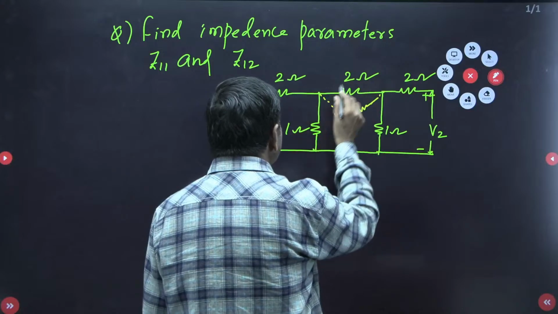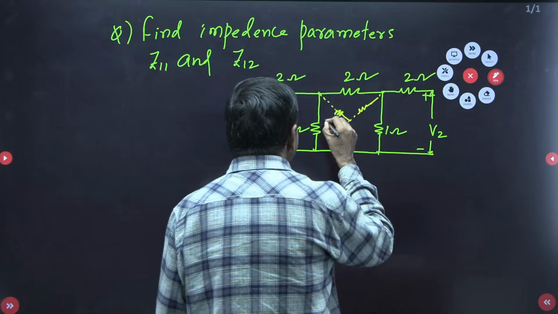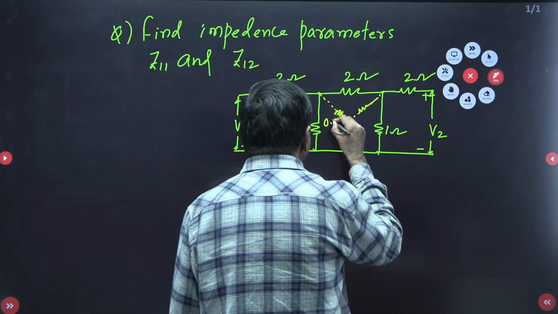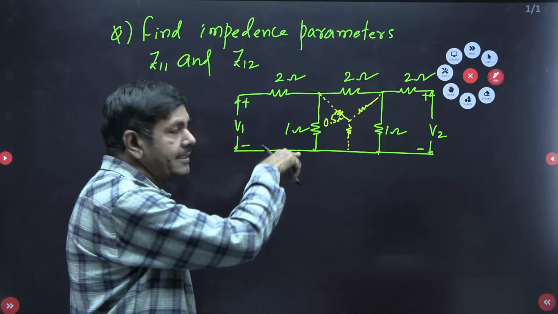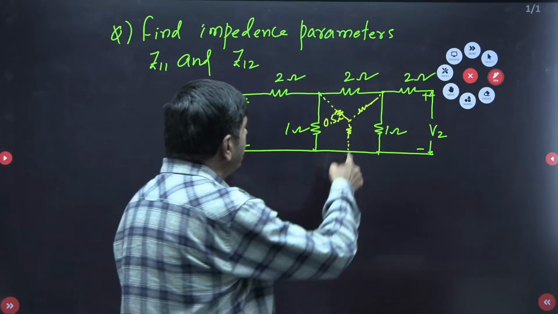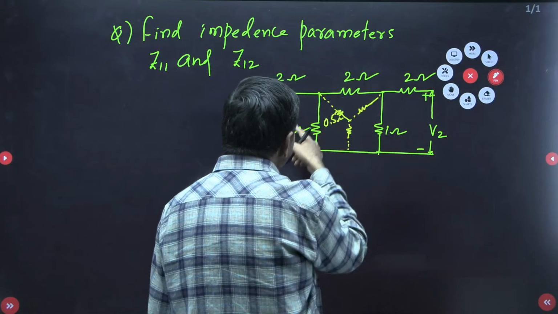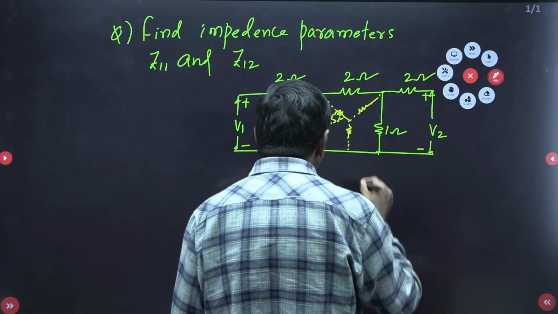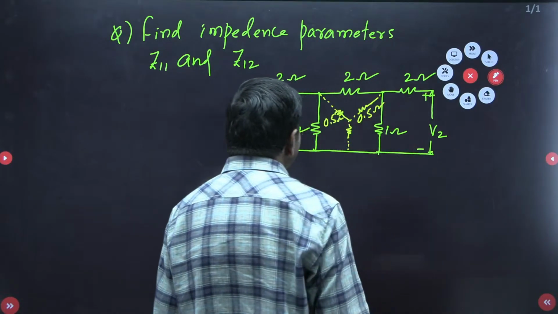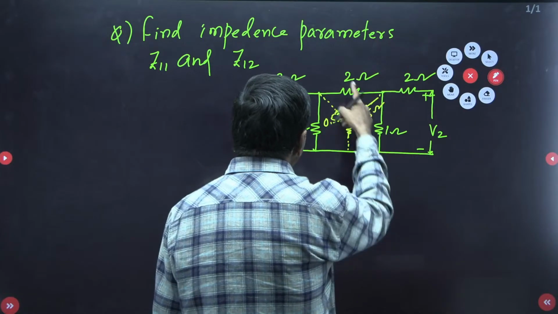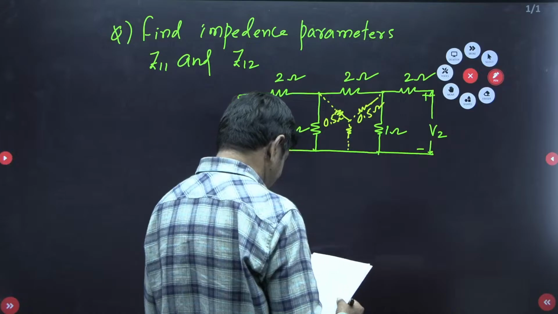Based upon delta to star conversion, how much is this possible? 2 into 1 by 2 plus 1 plus 1. If it is taken, it comes as 0.5 ohms. This value is possible. Delta to star connection, but the resistance comes as what now? 2 into 1 by 1 plus 2 plus 1. If it is taken, it comes as the same 0.5. This value 1 into 1 by 1 plus 2 plus 1, you take it now. It comes as exactly 0.25.